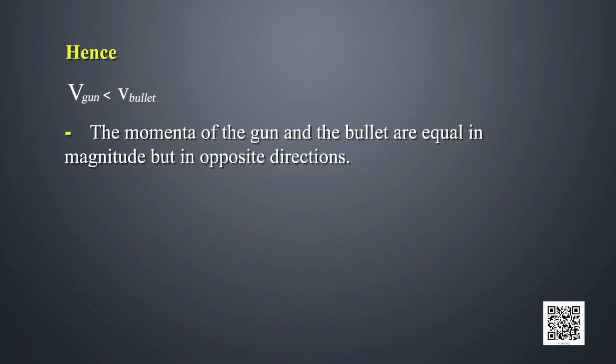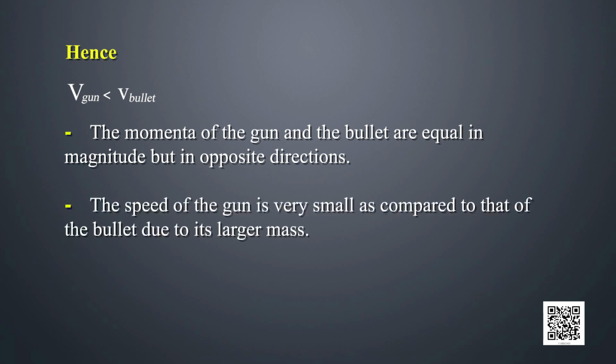Hence, we get the velocity of the gun far less than the velocity of the bullet. This is because the momenta of the gun and the bullet are equal in magnitude and opposite in direction, but the speed of the gun is very small as compared to that of the bullet due to its larger mass.